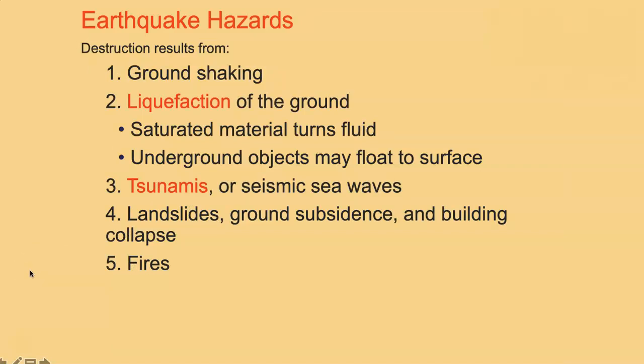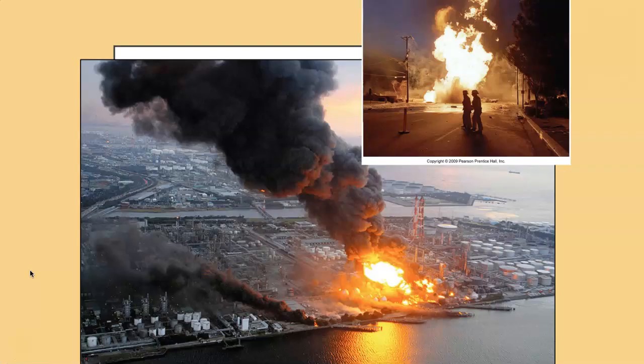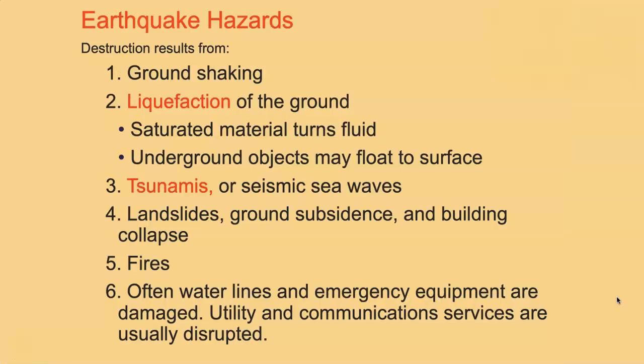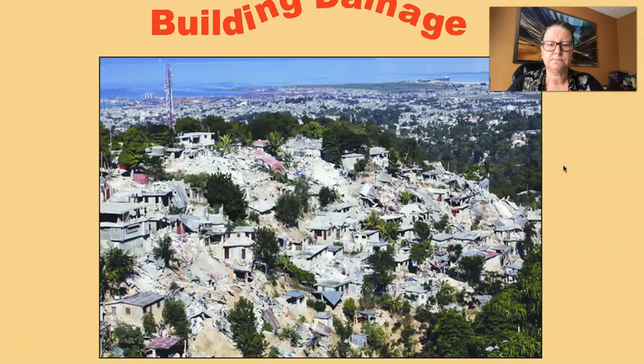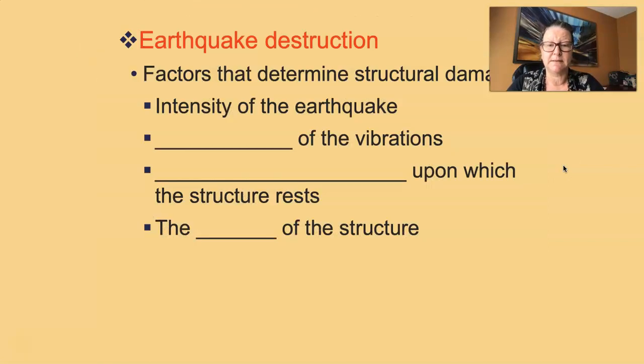Fires are also a hazard when it comes to earthquakes. This is the fire at the Fukushima power plant in Japan from the 2011 earthquake. Here's a fire that was generated by broken gas mains in the Northridge earthquake. Finally, lines of communication and emergency equipment can be damaged and make it very difficult to get assistance to people who need it. What about the buildings themselves?